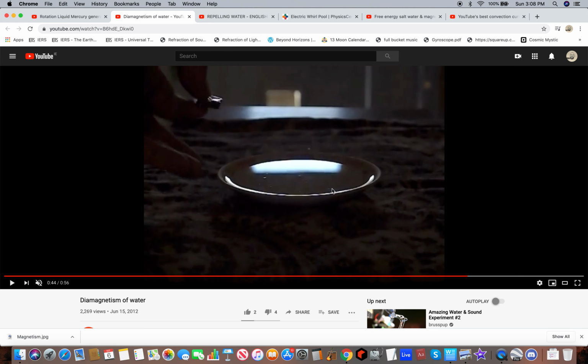Okay, so the water went still once the magnet was taken out. When the magnet was in there, though, it was causing turbulence within the water. Now, this is going to show a magnetic field.